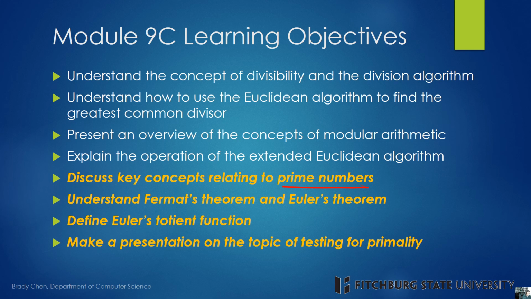And then we're going to define Euler's totient function. Normally we use phi of n, where n is any positive integer. And then we're going to introduce one of the most important algorithms to test the primality of an integer, and that algorithm is called Miller-Rabin.